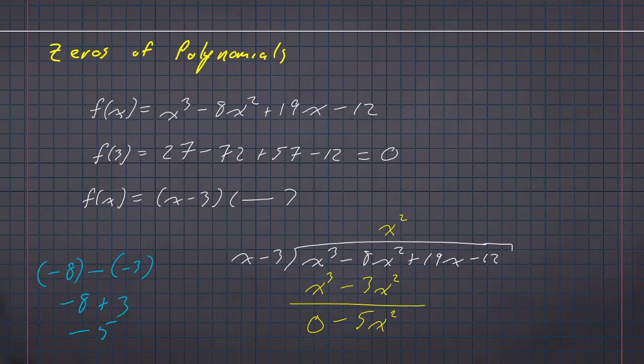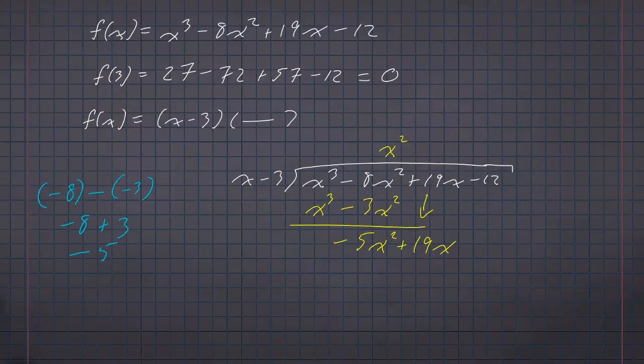So we have negative 5x squared as our new lead coefficient. I'm going to get rid of that 0 because it's just going to get in the way, and then drop down the next term, which is 19x. Then the process repeats.